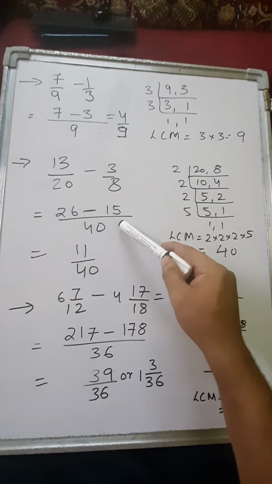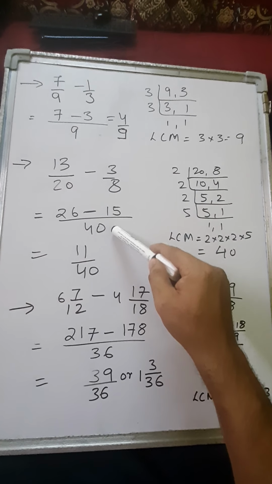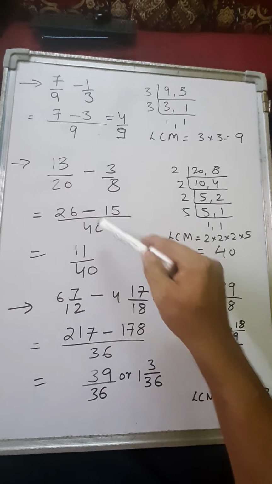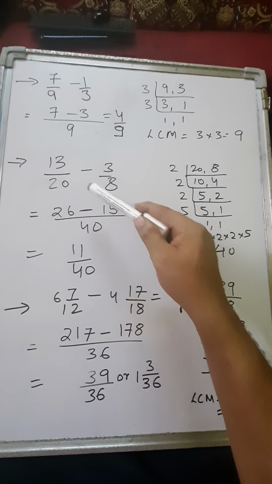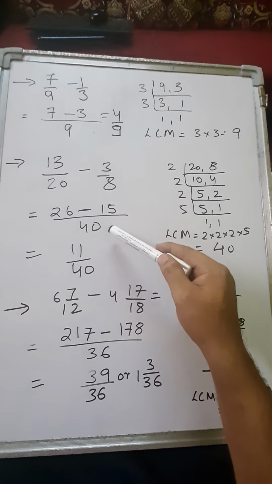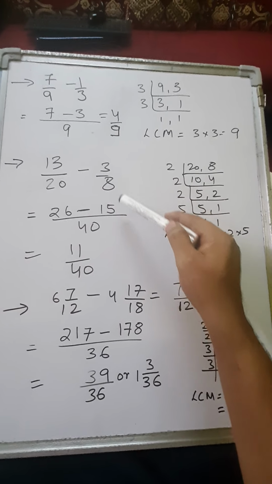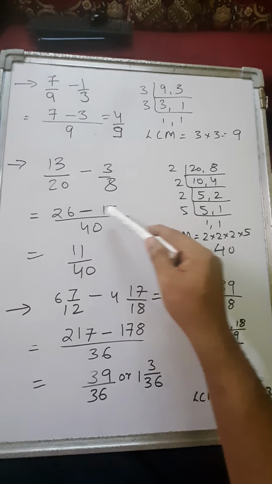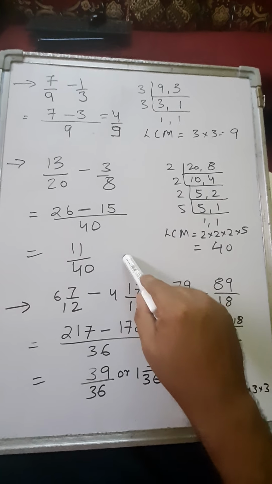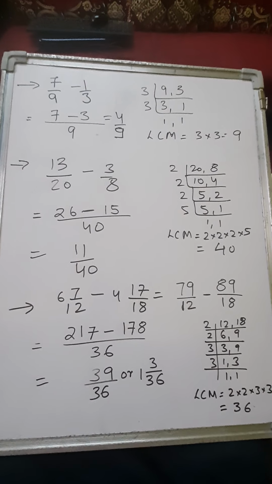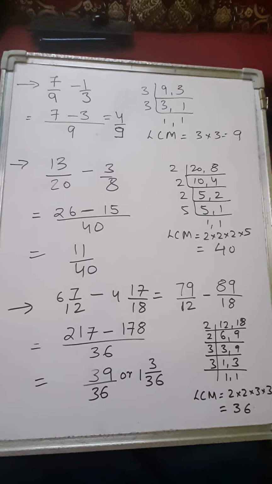So write the LCM here. Again divide the LCM by the denominator of the first fraction. So when 40 is divided by 20, 2 will come, 2 13s are 26. 40 divided by 8, 5 will come, 8 5s are 40, 5 will come, 5 3s are 15. And 26 minus 15 is 11. So 11 upon 40 is the answer of this sum, right?